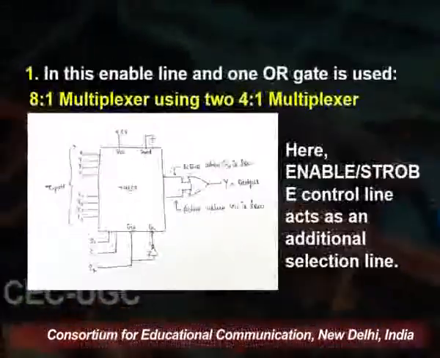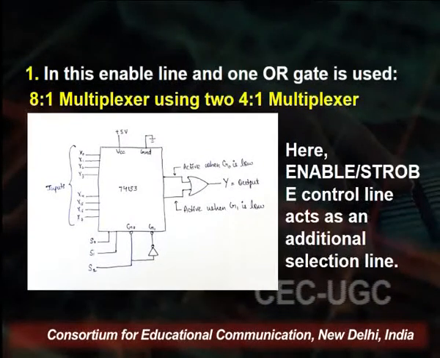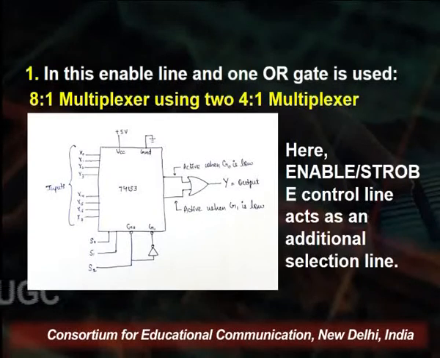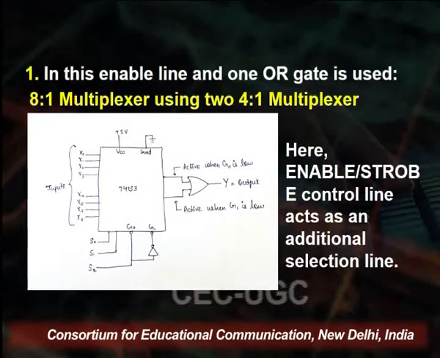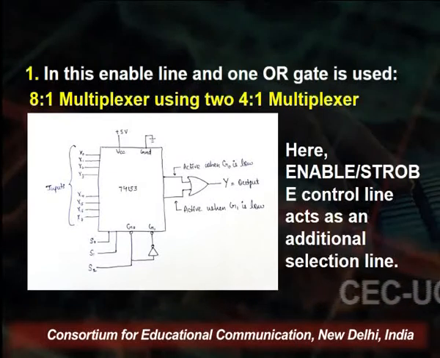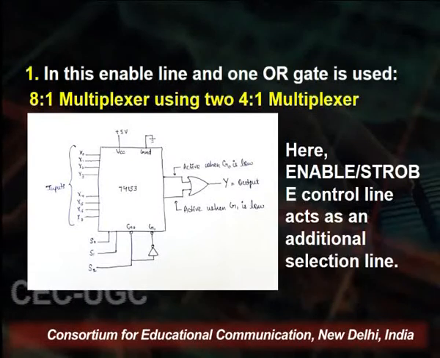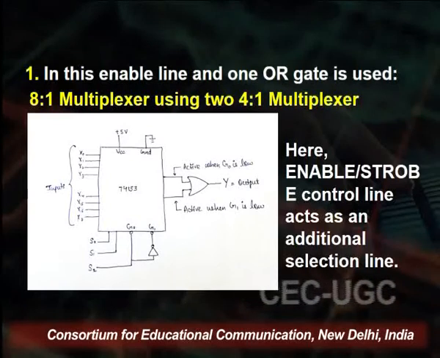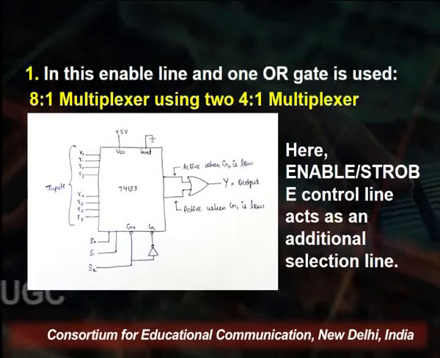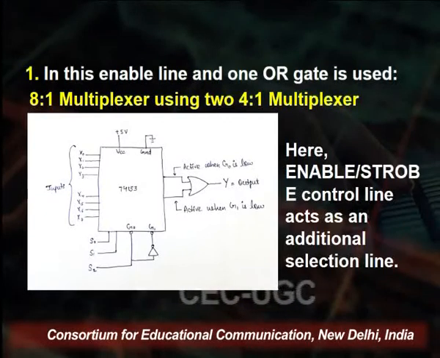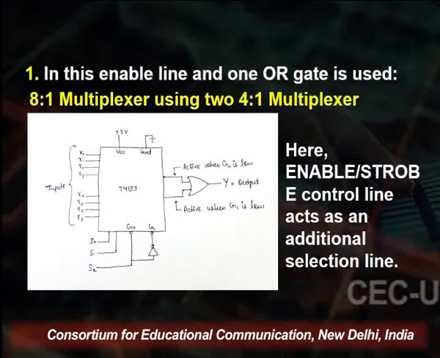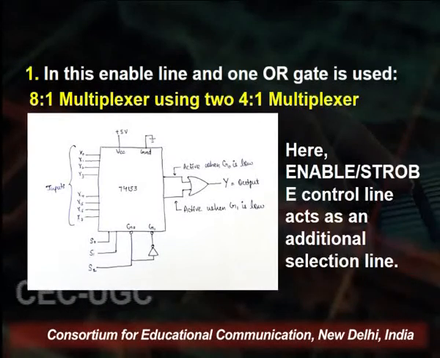In this figure shown over here, we have the enable or the strobe control line acting as a selection line. We are trying to make an 8 cross 1 multiplexer using 2 4 cross 1 multiplexers. That is, we have only 2 small 4 cross 1 multiplexers which we reconfigure to act as an 8 cross 1 multiplexer in tandem. For 4 cross 1 multiplexer, you would see that only 2 selection lines are available. But in order to have 8 cross 1 multiplexer, we need 3 selection lines. So in this case, what the engineers have done is they are using the enable or the strobe control line as the additional selection line.